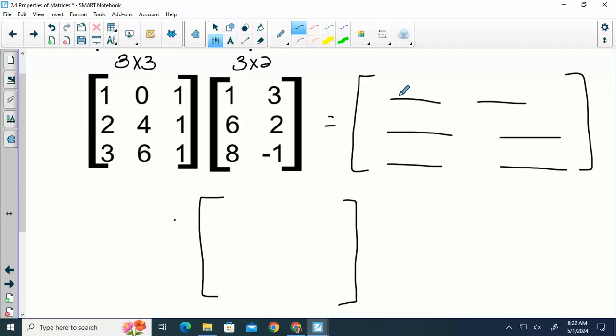So, row 1, column 1. Do you guys want me to let you try to work it on your own first? I'll give you a chance. No more.